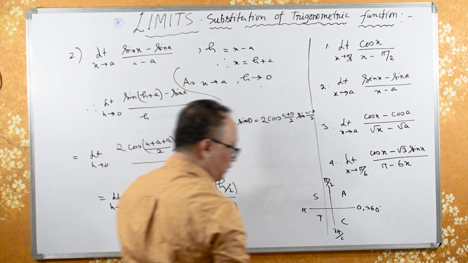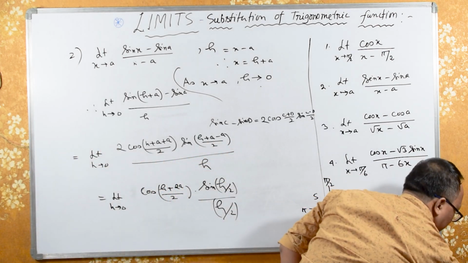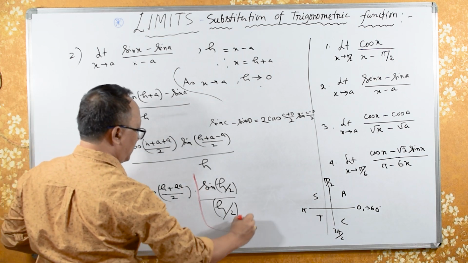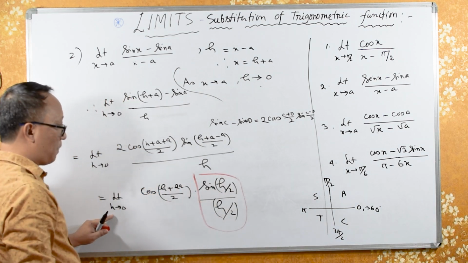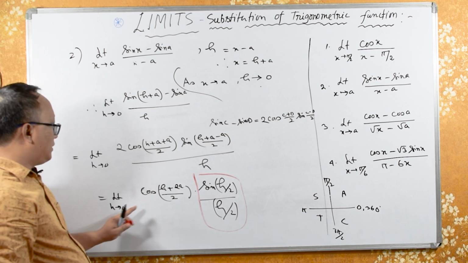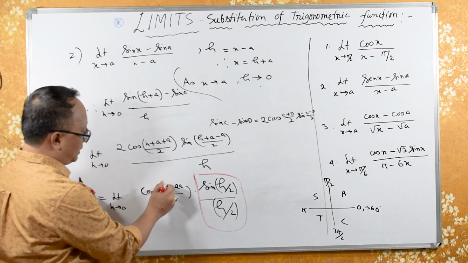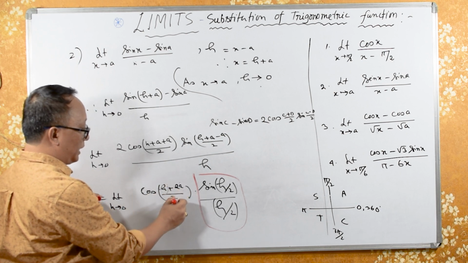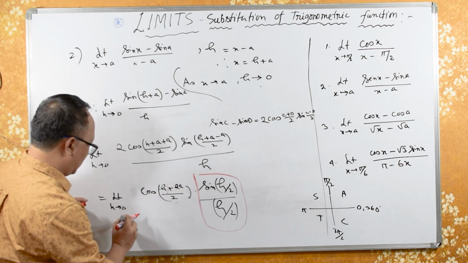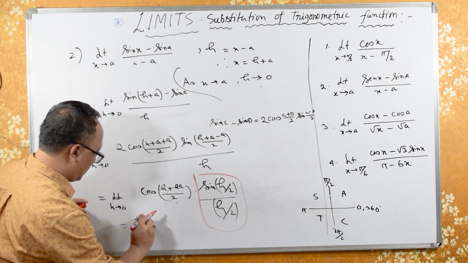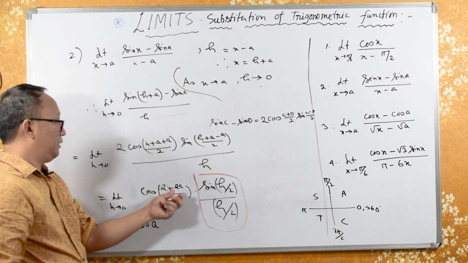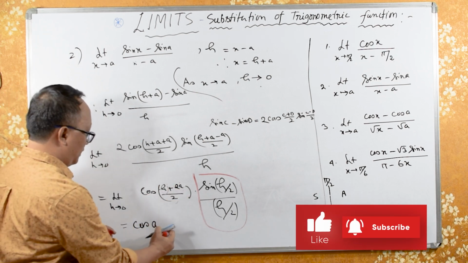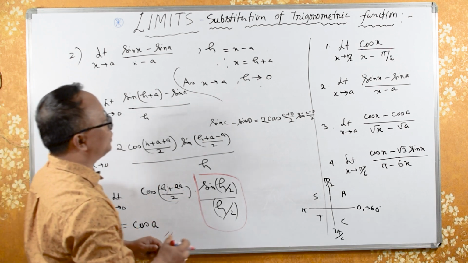Now, when h tends to 0, this sine of h by 2 upon h by 2 becomes 1. And when h tends to 0, here h becomes 0, so cos of 2a upon 2 remains. The 2 gets cancelled, and I will be getting only cos a. Okay. This is the required answer for question 2.